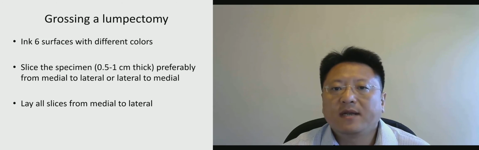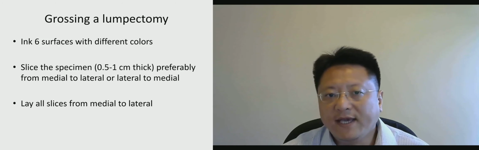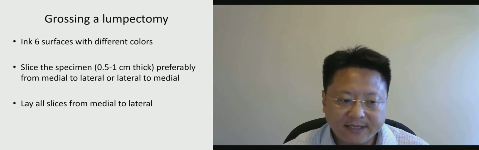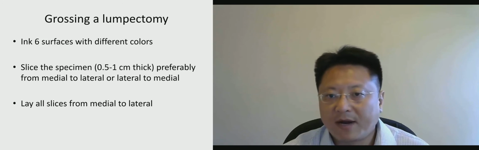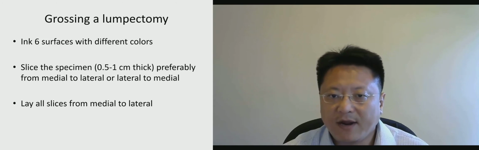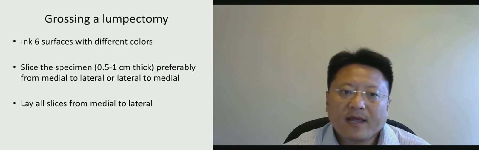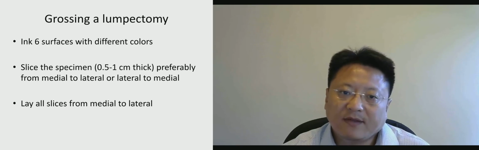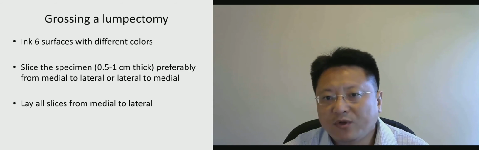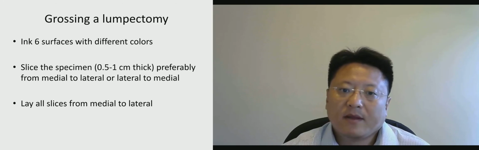When we have this lumpectomy in the anatomic pathology laboratory, we ink six surfaces with different colors so that we can examine the margin status under the microscope. As I said, the margin status is very important for patient care and for the surgeon to decide the following steps. We slice the specimen into very thin slices, generally between 5 millimeters and 1 centimeter thick, to thoroughly examine it.